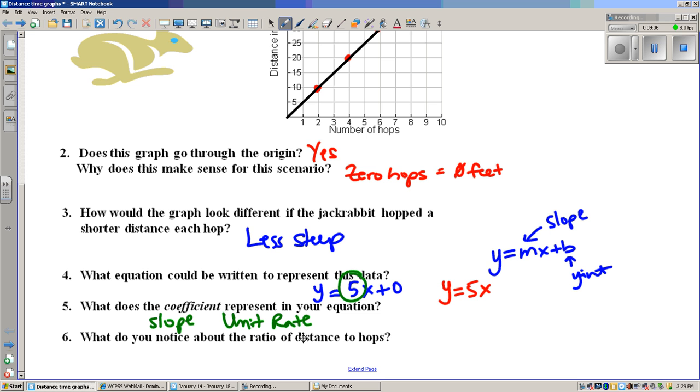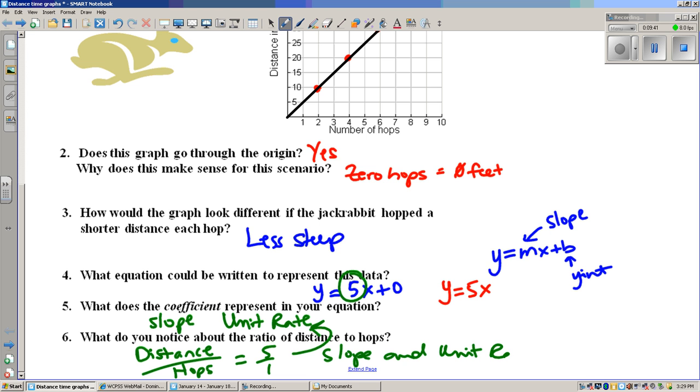All right, and what do you notice about the ratio of distance to hops? Well, again, the ratio of distance to hops, that's rise over run, is equivalent to the slope. Remember, a ratio can be written in 3 ways. We commonly write it in math as a fraction. So if we're looking at the ratio of distance to hops, that's 5 over 1, which you'll notice here is the same as the slope and unit rate. These are synonymous with each other.